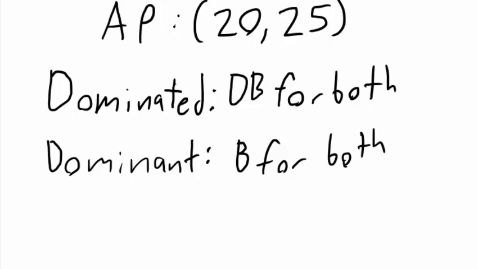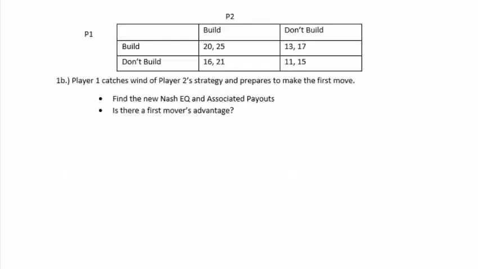So, in a simultaneous game, this is what we would do to find our Nash equilibrium, our associated payouts, and our dominant and dominated strategies. Since we have looked at the simultaneous move game, let's now look at the sequential move game.